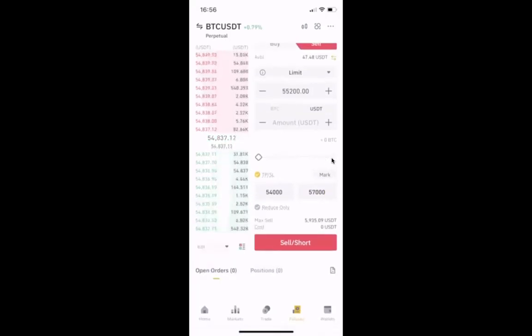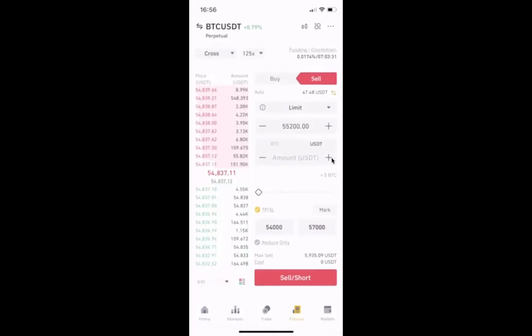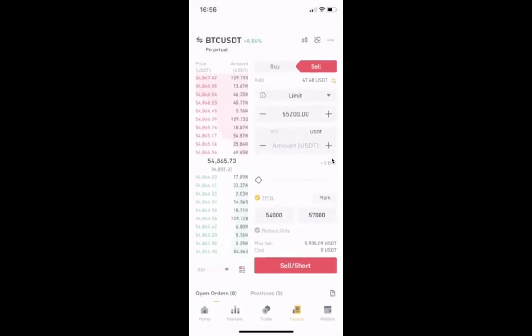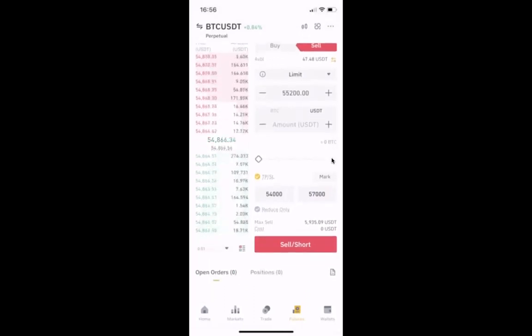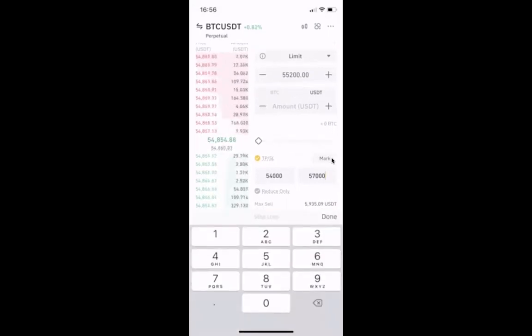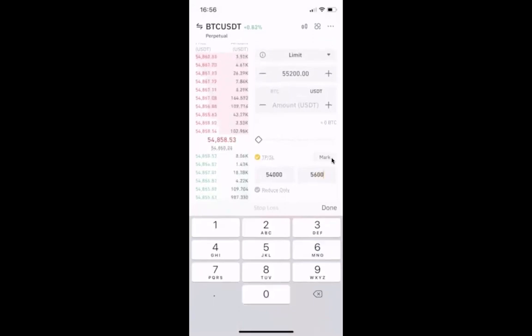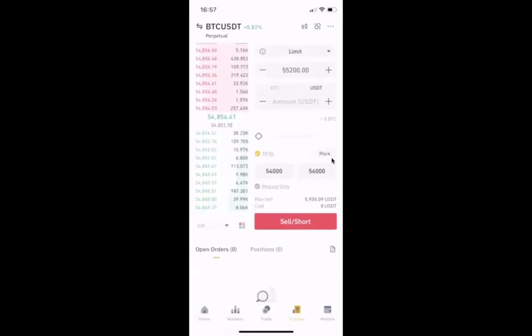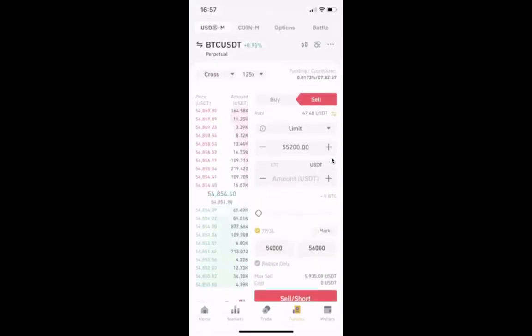57,000. Okay, 57,000 means that when the coin decides not to follow our command or our prediction and it goes up, when the market gets to 57,000, hey, Binance, close my position because I'm losing a lot. I was expecting a dump and it seems it is selling. So close my position at 56,000 or 57,000. Okay, you don't want to lose too much, so you set a stop loss.